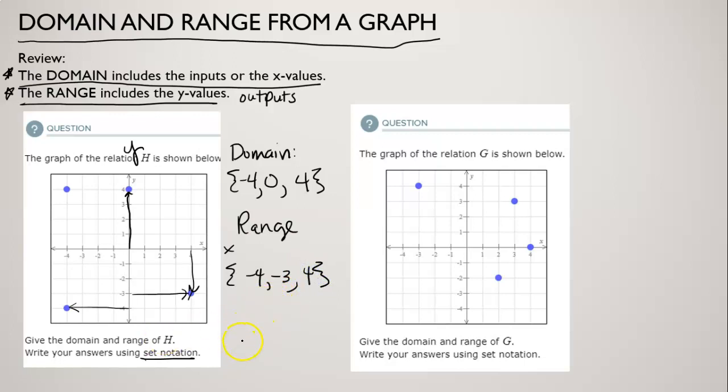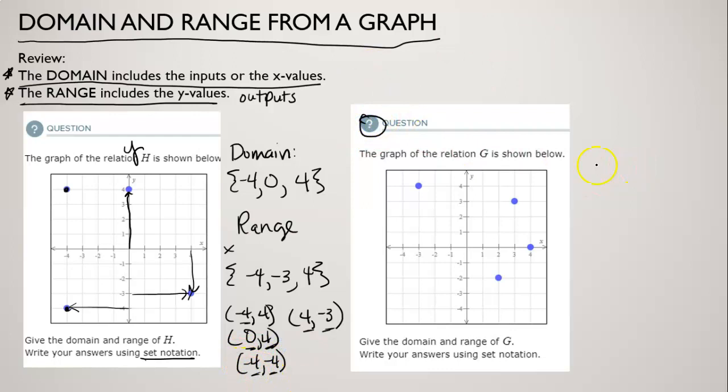If you need to, you could have also written these points out and then gotten the domain and range from there. For example, this point has a point value of -4, 4. This point has a point value of 0, 4. This point has a point value of -4, -4. And this point has a point value of 4, -3. And so then you can see that your x values are -4, 0, and 4. And your y values are -4, -3, and 4.